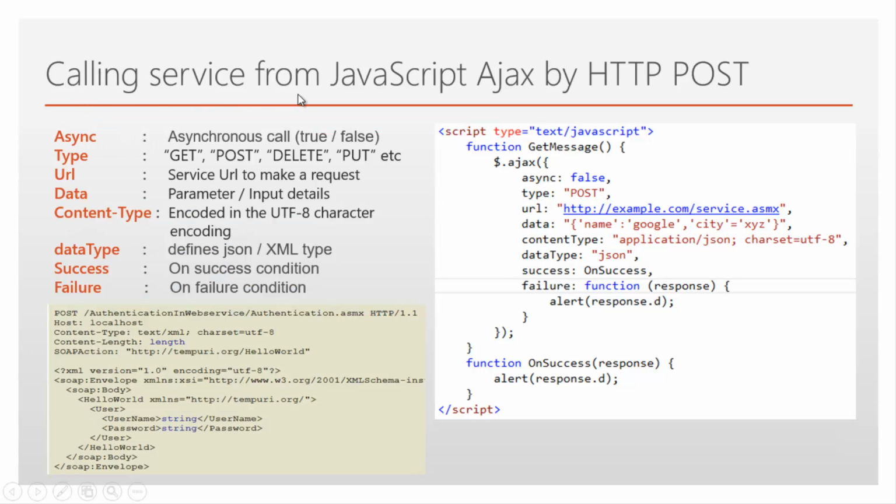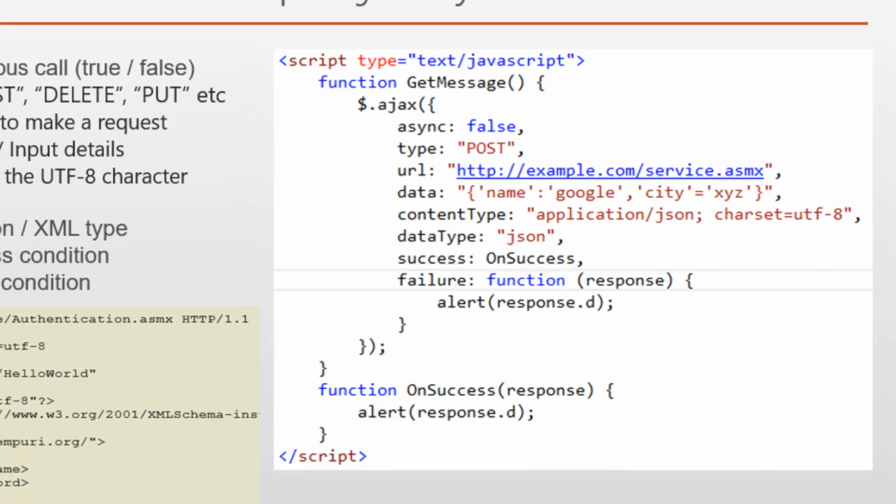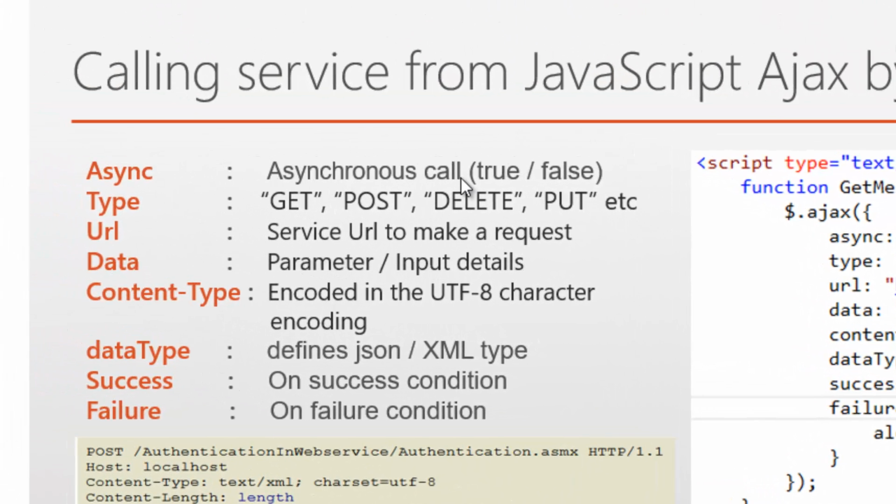Calling a service from JavaScript Ajax by HTTP post. When we look at here, this is the Ajax script, which has different properties like async, type, URL, data, content type, data type, and for success and failure there are different functions I have used to report to the user. Here async means asynchronous call.